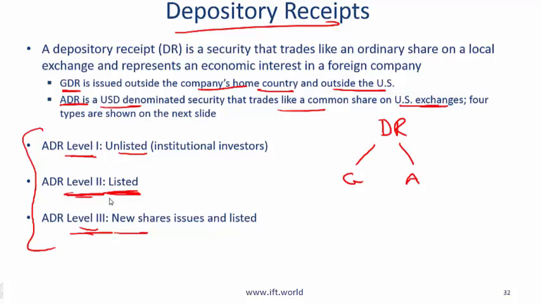In 1 and 2, additional funds are not being raised because in the company's home market, a certain number of shares are being bought, and then it is based on those shares that the ADRs are being issued. So no additional funds are being raised at level 1 and level 2. At level 3, you have more investors and additional funds are being raised.